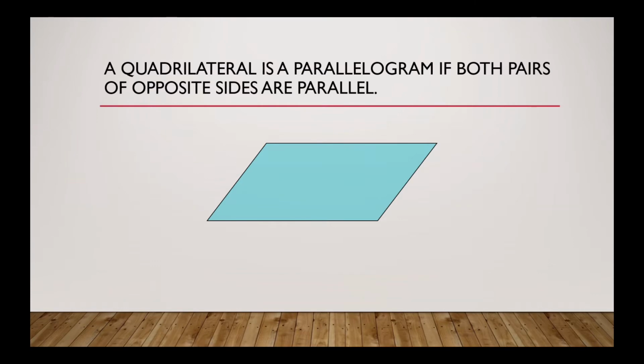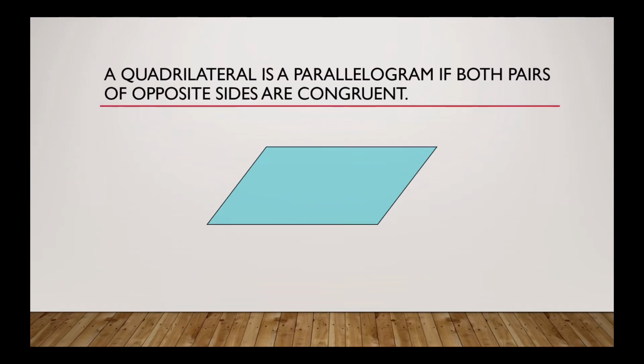So the first condition that makes a quadrilateral a parallelogram is if both pairs of opposite sides are parallel. So this side is parallel to this side, and this side is also parallel to this side.